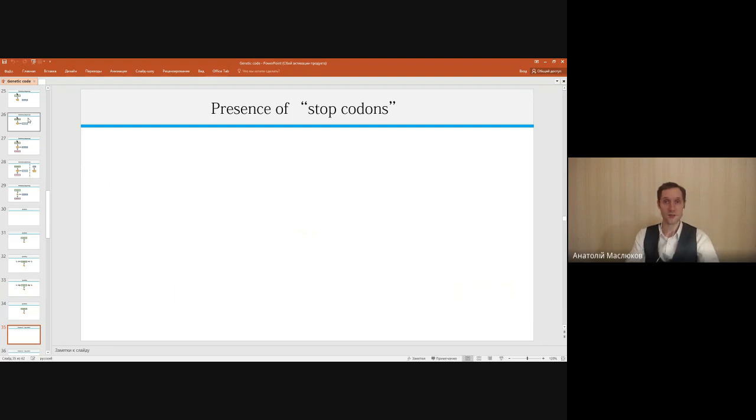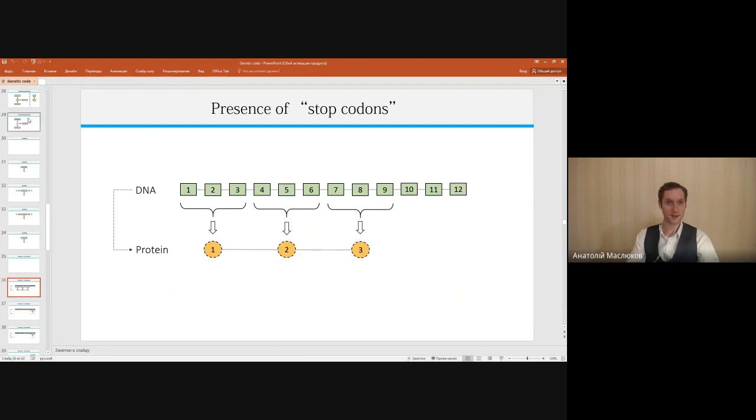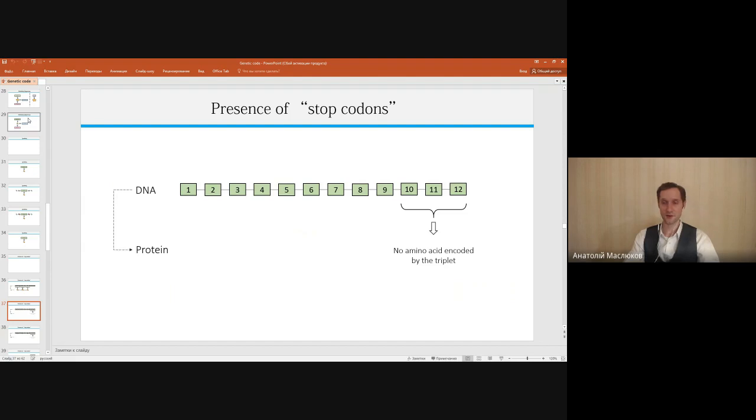Also, there are some stop codons in the genetic code. Let's look once again at this illustration that you already saw a few minutes before. And let's focus our attention on the last three nucleotides that make together a triplet. Some triplets of nucleotides actually do not specify any amino acids. So there are no amino acids encoded by certain triplets.